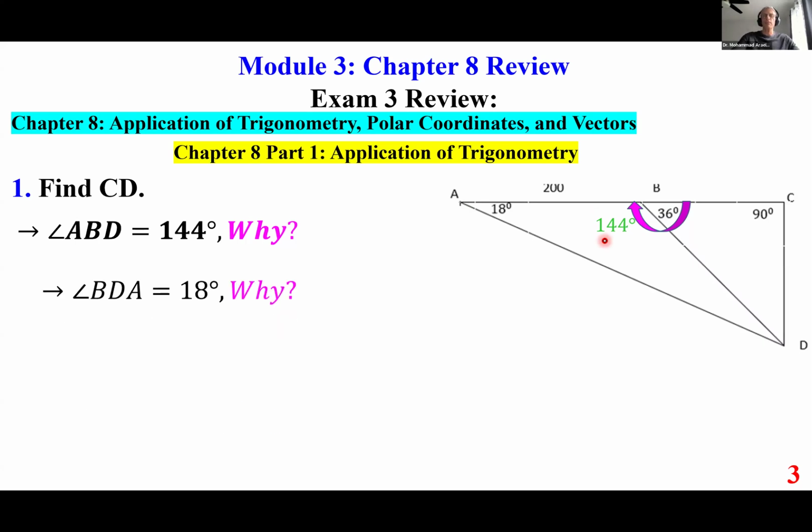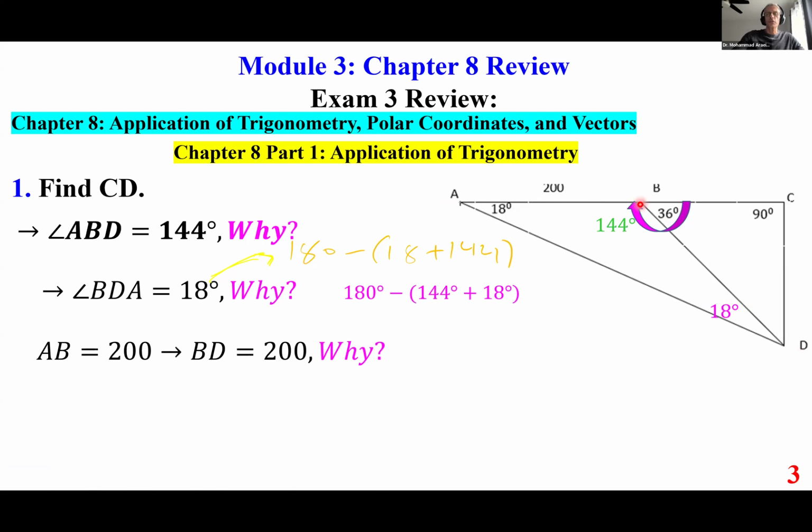162 subtracted from 180, and this becomes 18 also. So this one is basically 180 minus the sum of 18 and 144, and this becomes 18. Now, if two angles are 18, that means these two sides must be identical. So if this is 200, so is this one. Why is that? This is 200 also because of isosceles triangle properties. 18 degrees, 18 degrees. If this is 200, this must also be 200.